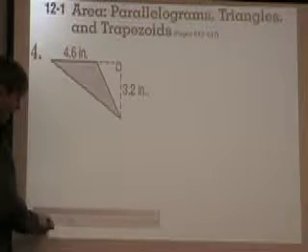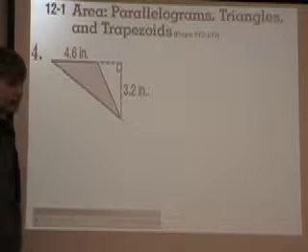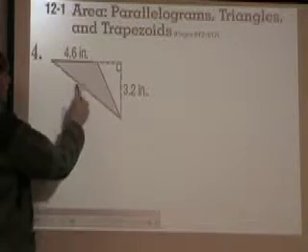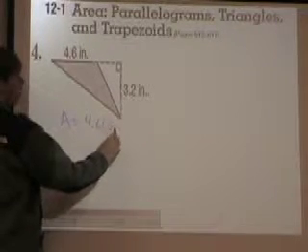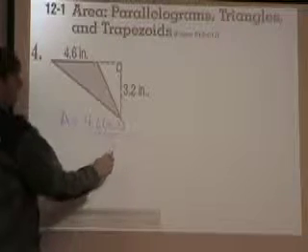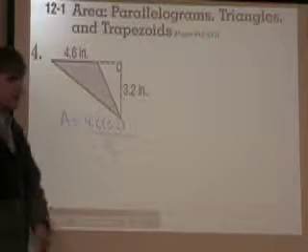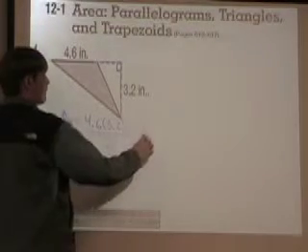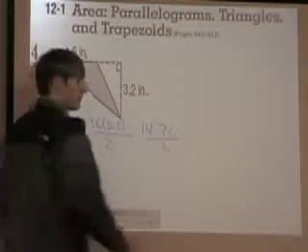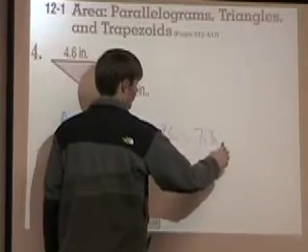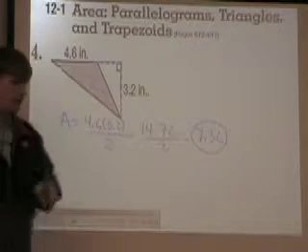Now here we have an obtuse triangle, so they had to extend it out to create a 90-degree angle. So the area of this triangle is the base, which is 4.6, times the height, which is 3.2, divided by 2. Y'all tell me what 4.6 times 3.2 is. 14.72. 14.72, and divide that by 2, and you get what? 7.36. 7.36. So the area of this triangle here is 7.36 inches.